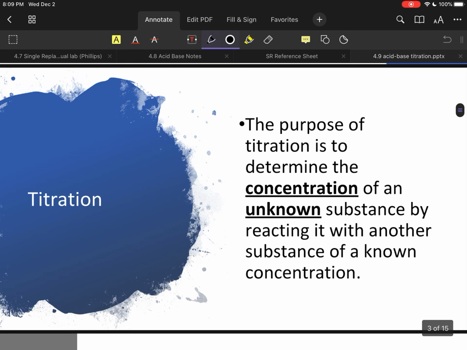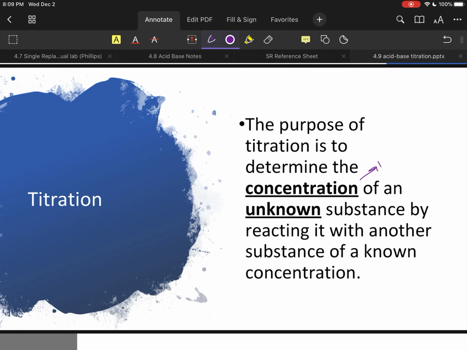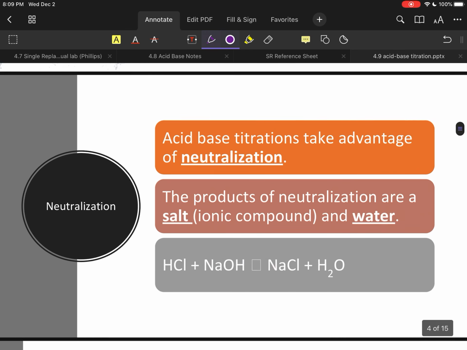So the purpose of titration is to determine the concentration, or we'll see it written as the molarity, of an unknown substance. And the way that we do that is we react it with a substance of a known concentration. So let's go into that a little bit more.